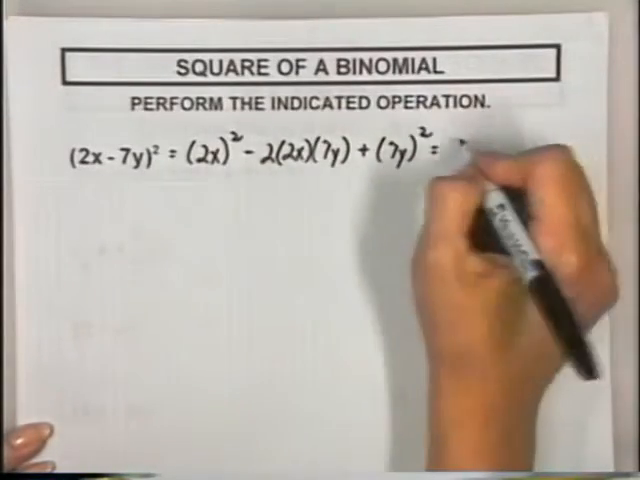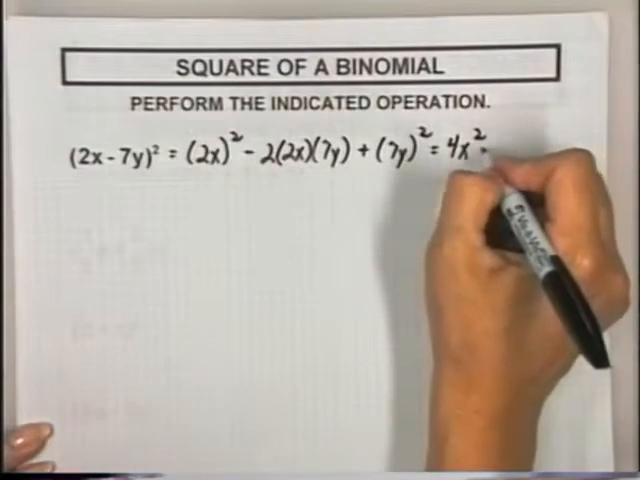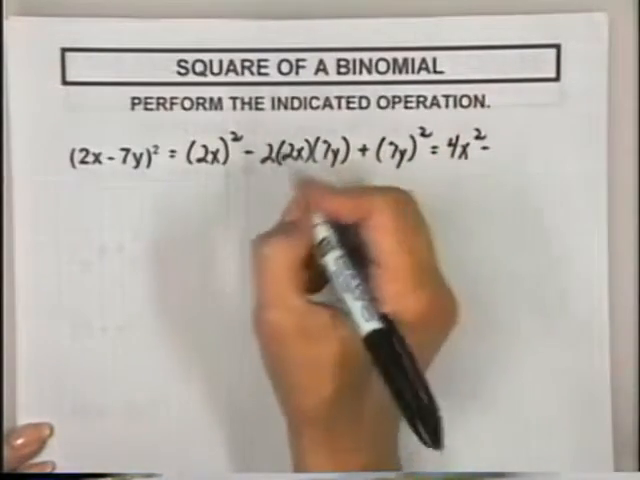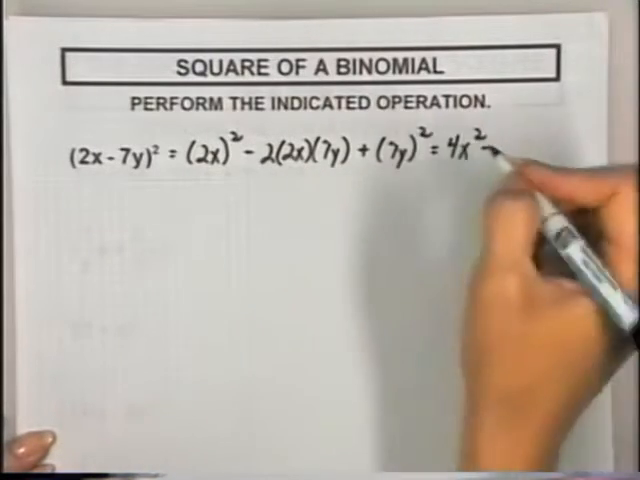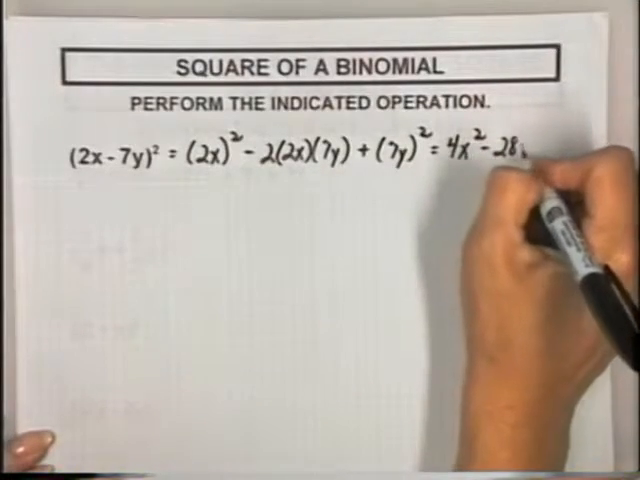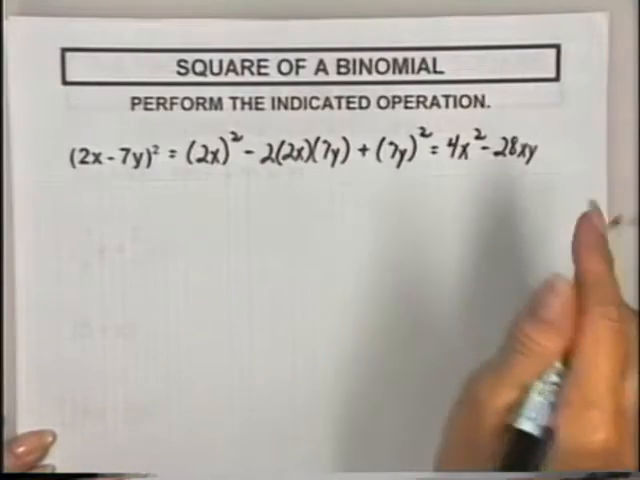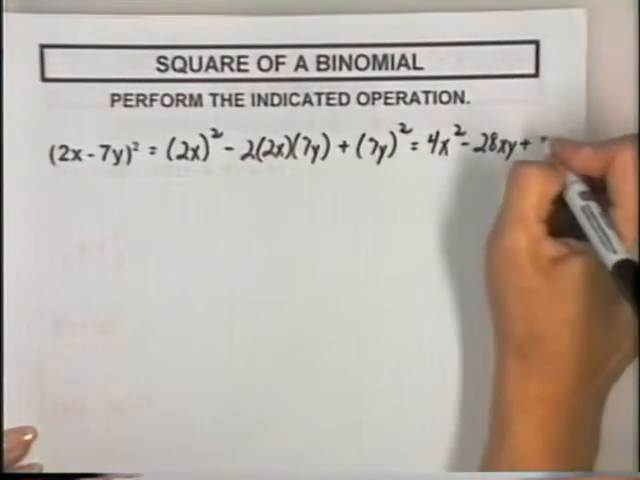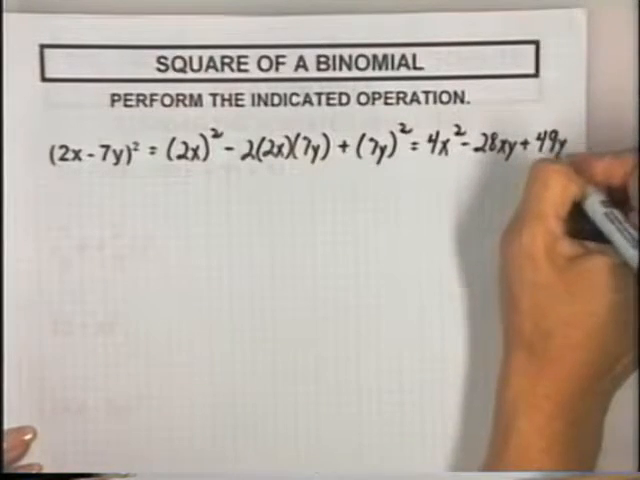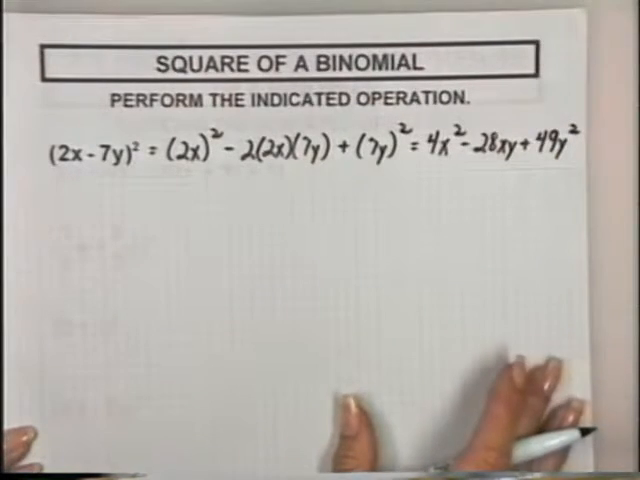When we square the 2x, we get 4x squared. For the middle term, 2 times 2x is 4x. 4x times 7y will give us 28xy. And for the last term, when we square the 7y, the result is 49y squared.